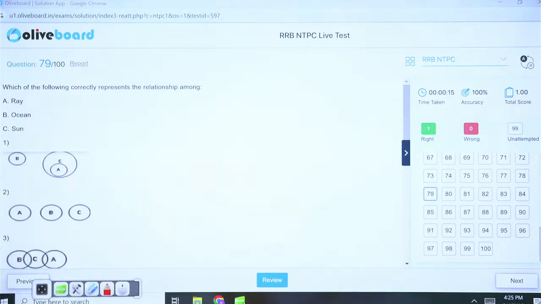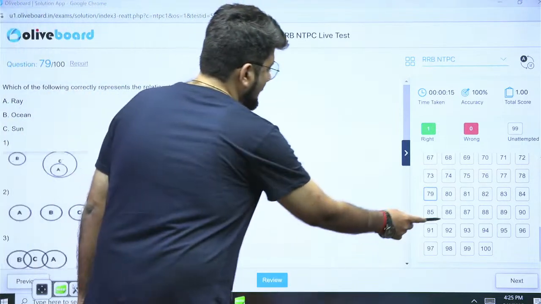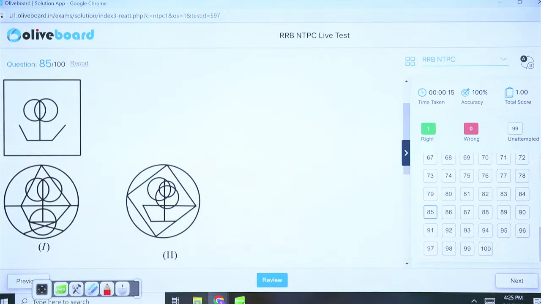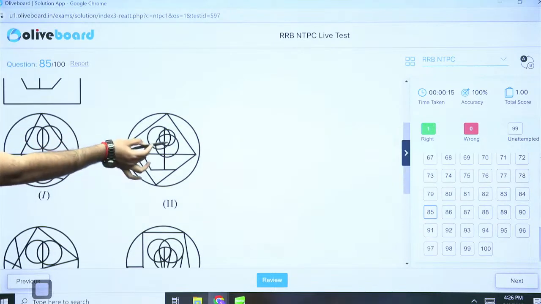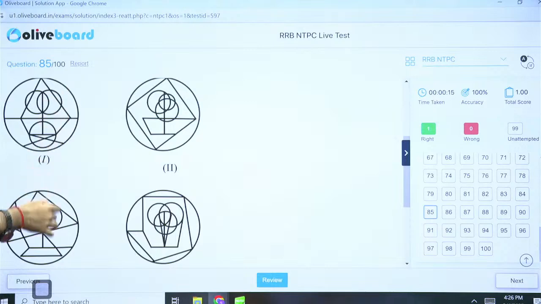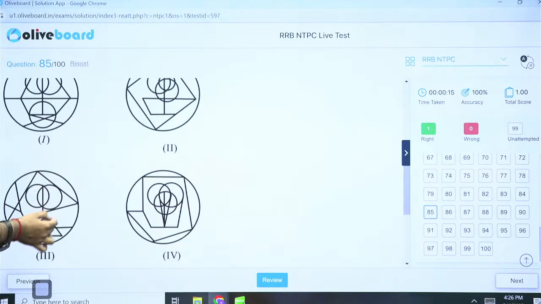After 79, we have 85. Select the figure in which the given figure is embedded. Can it be any easier than this? It's clearly visible in figure 1. Not here because of the absence of this line, also the absence of the second circle, proper circle. Not here because again of the absence of this line.